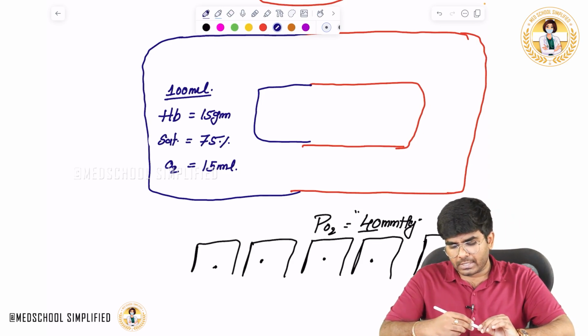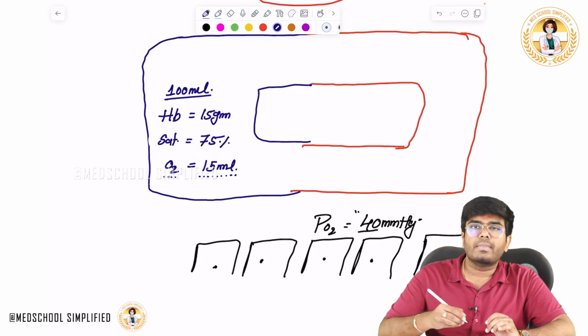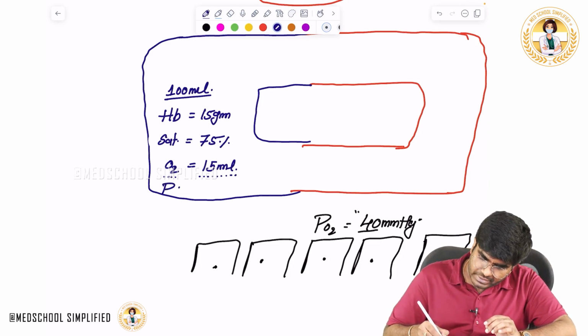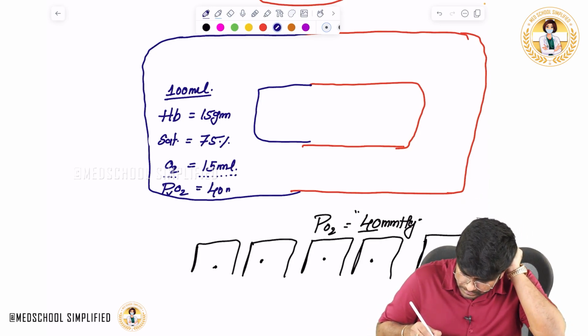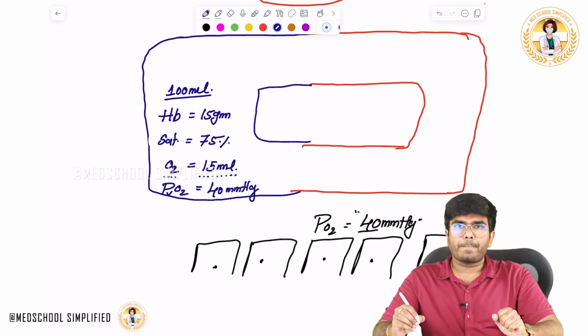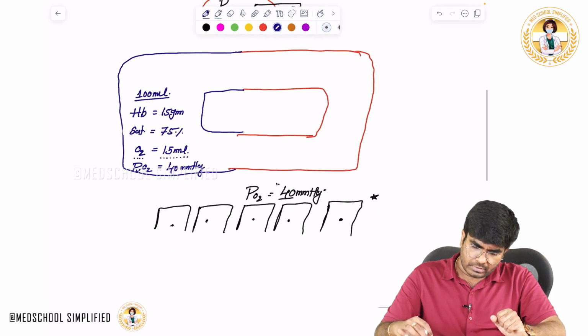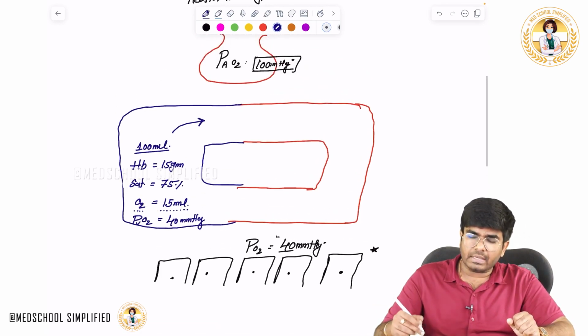75%. How much oxygen is there? 15 ml of oxygen is there. And what is the partial pressure of oxygen here? The partial pressure of oxygen in the venous blood is 40 mmHg. These are constants.